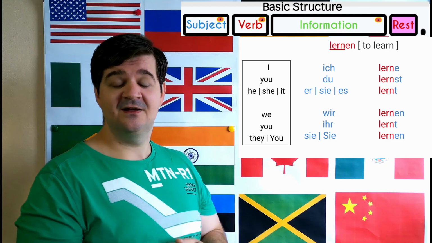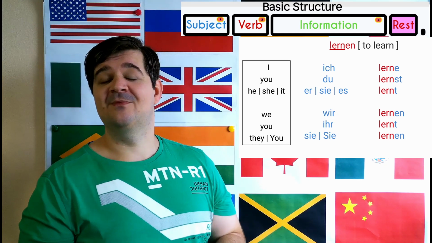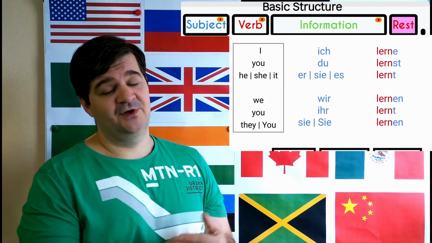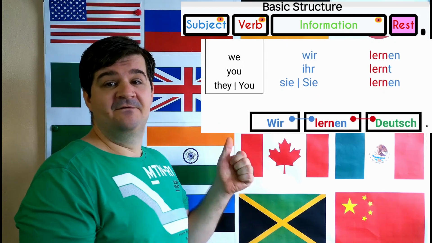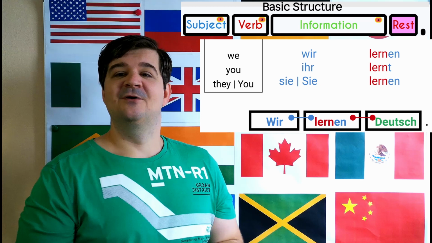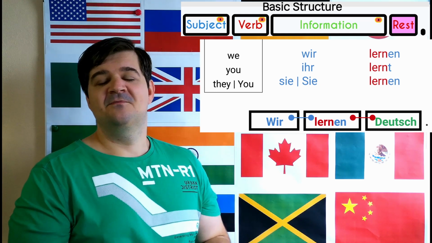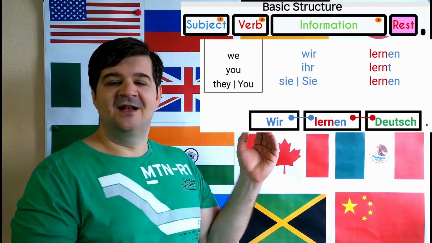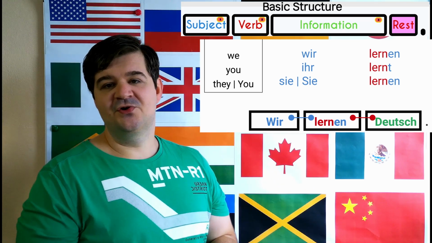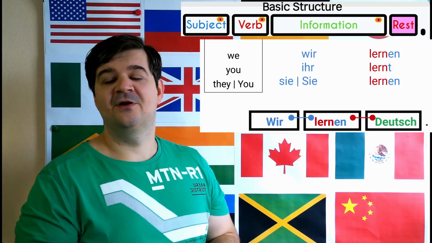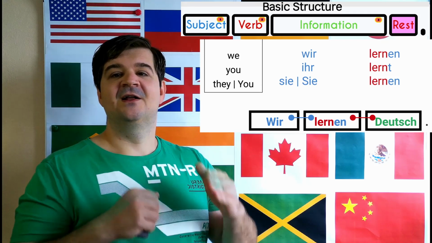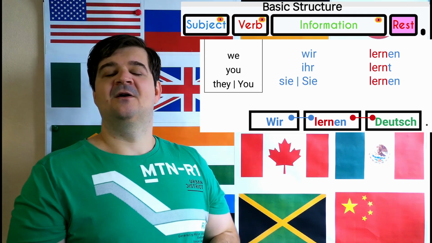So now that you know this way of changing verbs to the right persona, at least for lernen, you are able to form a very simple basic sentence, which goes, for example, something like wir lernen Deutsch. We learn German. So wir, the subject, lernen, learn, the verb, and what is it that we learn? That is German. So Deutsch. Wir lernen Deutsch.